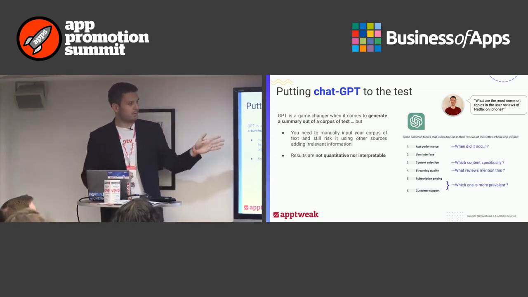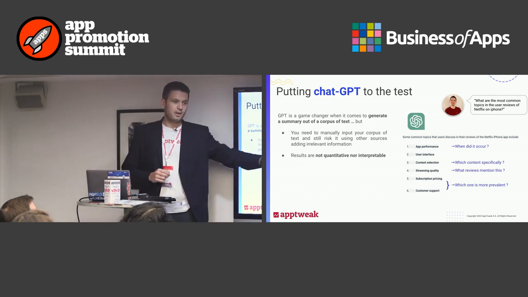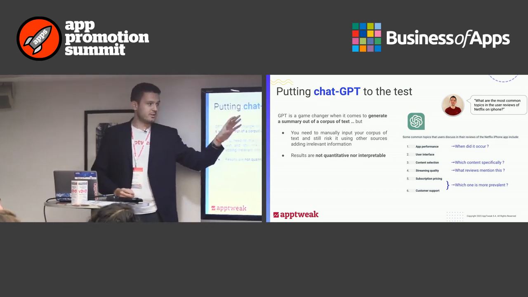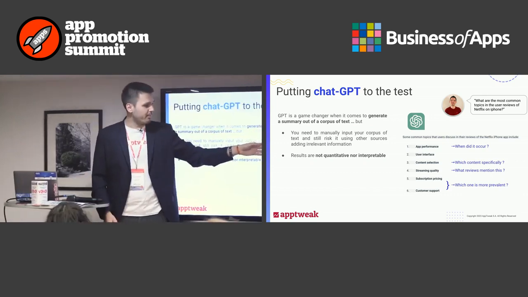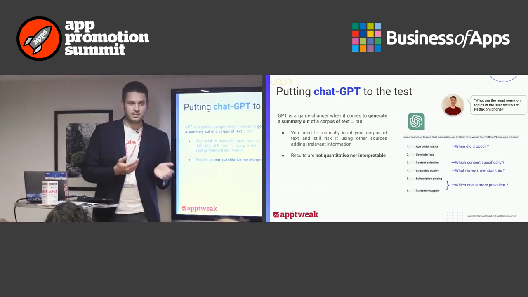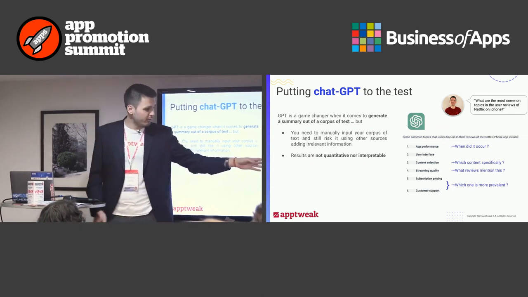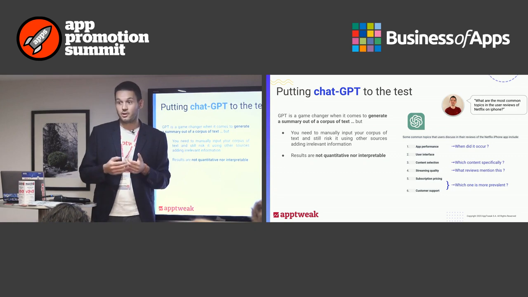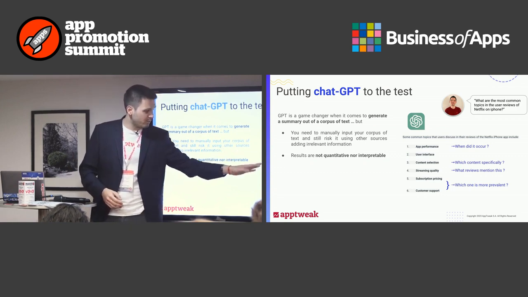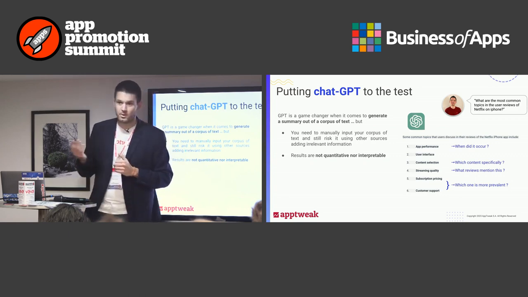Then, and most importantly, the results look nice, but they are not quantitative and they are not interpretable. So, for instance, when we look at the app performance, maybe we want to know when this problem occurs. We don't know. If we look at the content, we want more detail. Which content exactly are users complaining about? We don't know. And if we want a quantitative idea of which topic is more important than the other one, we don't have anything.